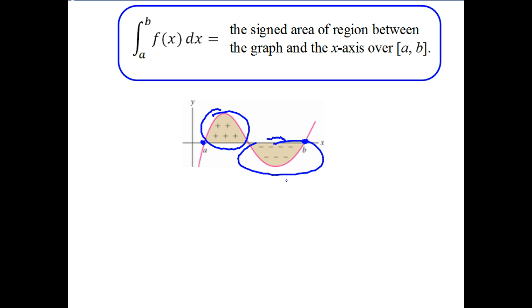Okay, now at this point, we're going to have to resort to using geometry to calculate our area. When we get into the fundamental theorem of calculus, we're going to have another technique that will help us deal with more difficult functions. But for right now, we're going to use geometry to calculate our area.